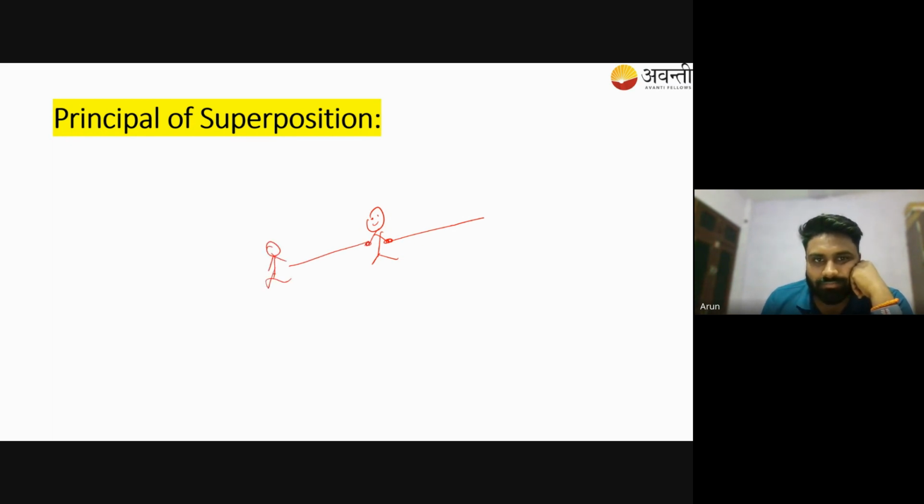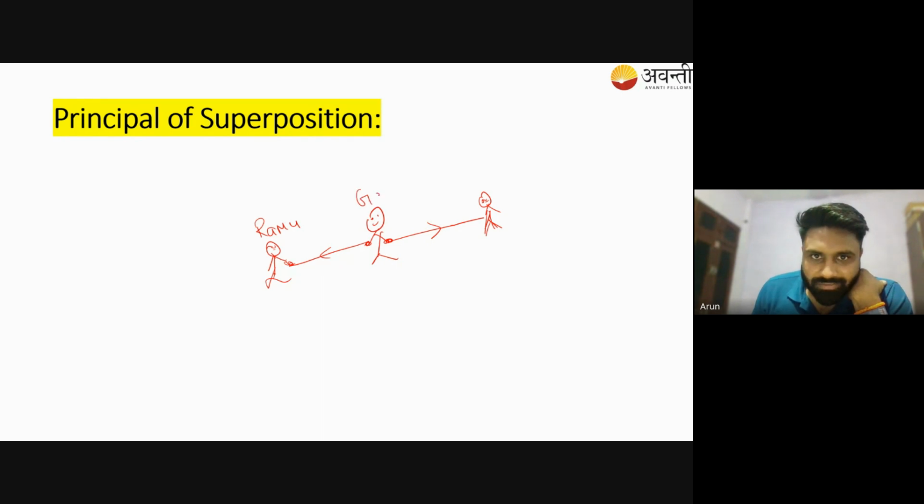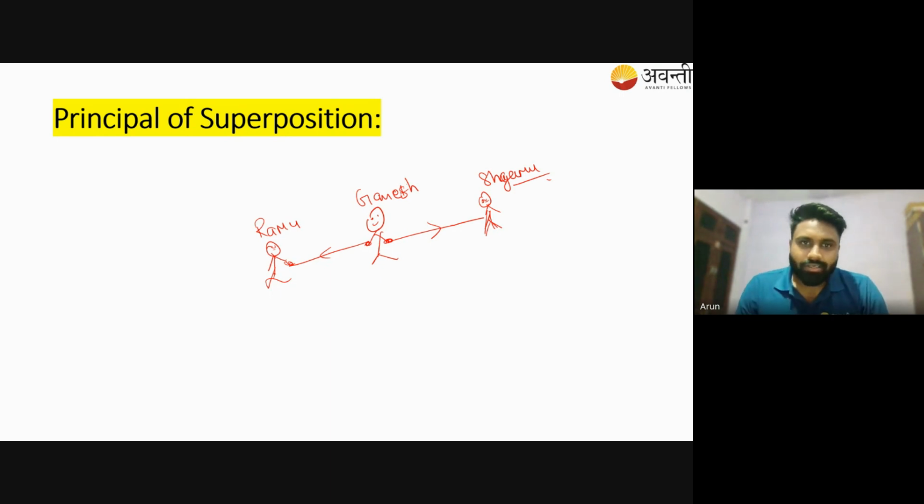Here you are, and here is your another friend. So they are trying to pull it. Now, for example, you are there and your friends are trying to pull your hands, which are tied by a string. So this is Ramu, this is Ganesh, and this is Shamu. These are very famous names. So Ganesh has two friends named Ramu and Shamu, and they are constantly pulling his hands, which are tied by a string.